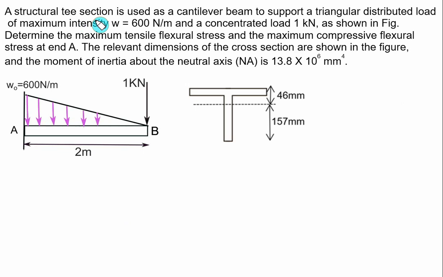A structural T-section is used as a cantilever beam to support a triangular distributed load of maximum intensity equal to 600 Newton per meter. That is, the value of W0 is given. A concentrated load is also acting at the free end equal to 1 kilonewton. Determine the maximum tensile flexure stress and the maximum compressive flexure stress at end A. You have to calculate both.